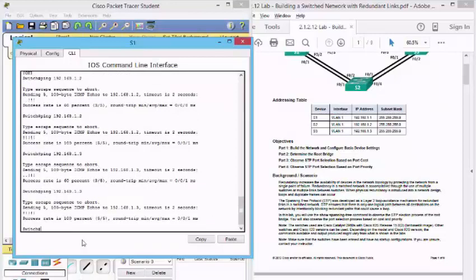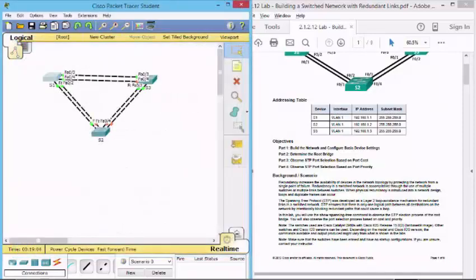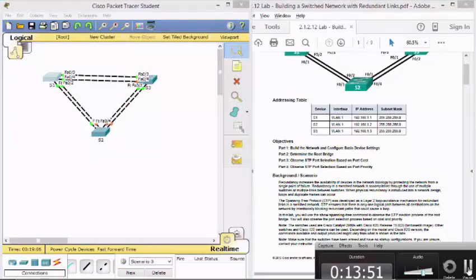So PC1 can communicate with PC2 and PC3, and PC2 as well. Now we have shown that they are connected to each other. Each switch is connected to the others.